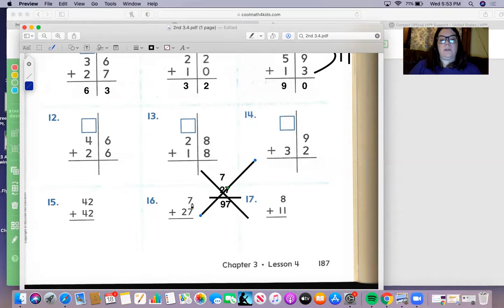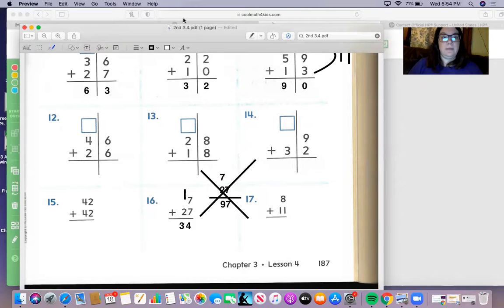So we still add our units, 7 plus 7, that's a double. I know my doubles is 14, so that's 4 units, 1 ten, 1 plus 2 is 3. So 7 plus 27 is 34. Okay. And there you have it.